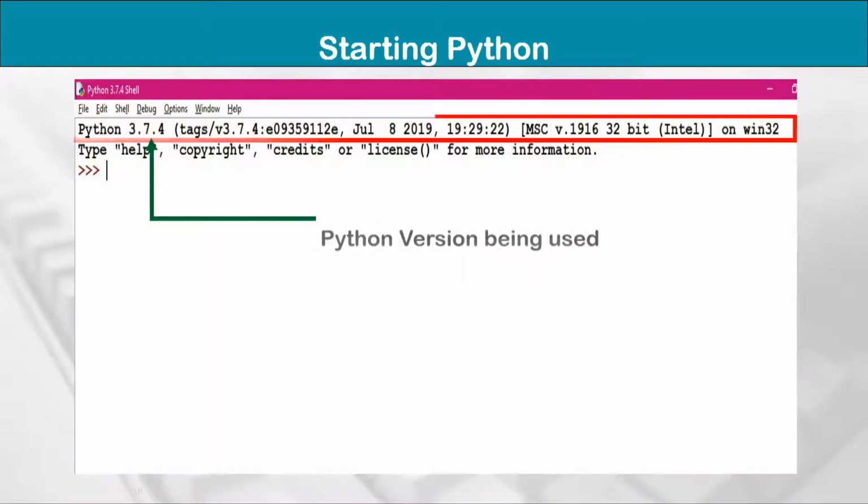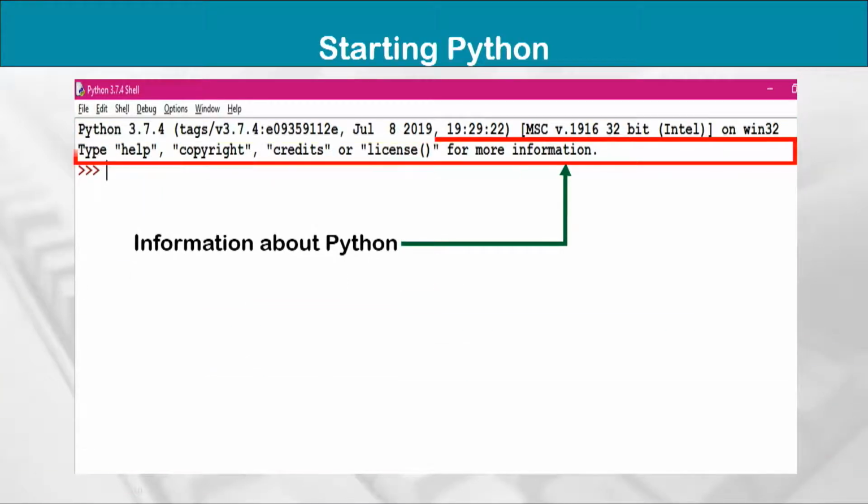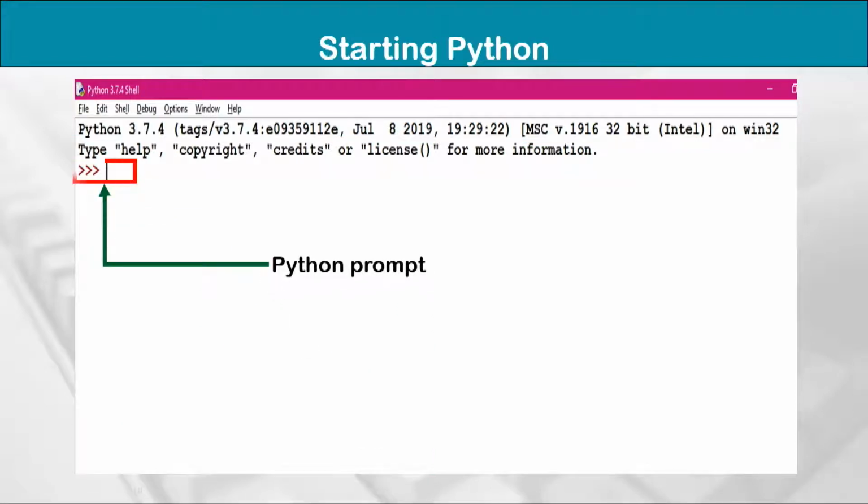There are 3 lines at the top of the window. The first line indicates the version number of Python being used. The second line indicates how to get more information and help about Python. The third line consists of 3 greater than symbols. This is called the Python prompt. This is where we are going to type commands to tell the computer what to do.